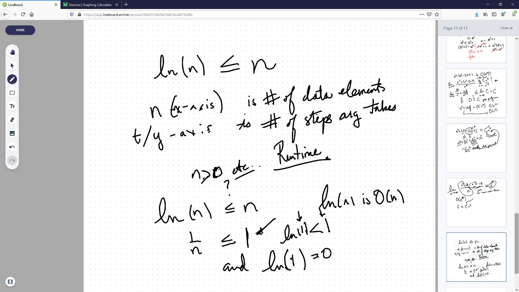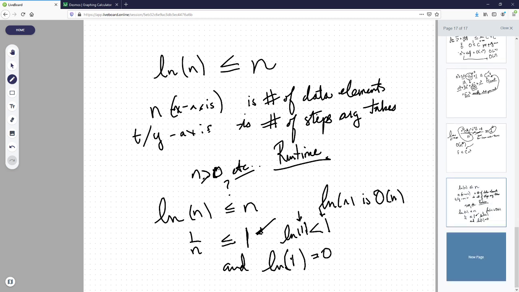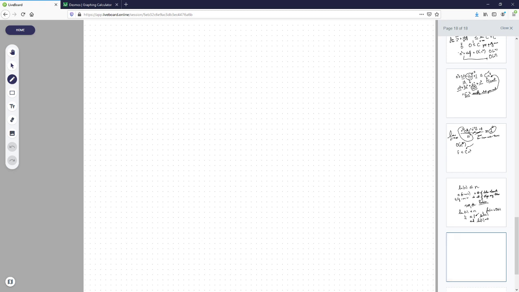Another way to do it, you can do it using induction, which was a question on one of my algorithms exams when I was a student. So what you're supposed to do is you say the natural log of 1 is less than 1, because you assert that the natural log of 1 is 0, and this is the base case here.